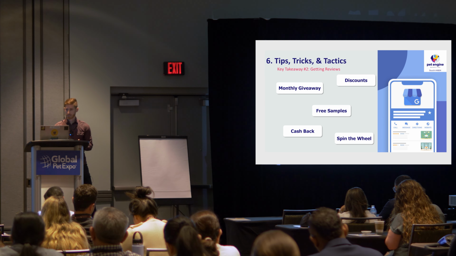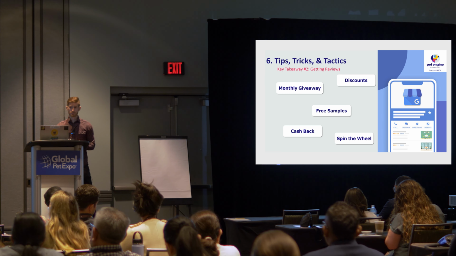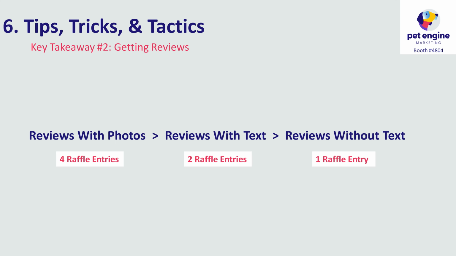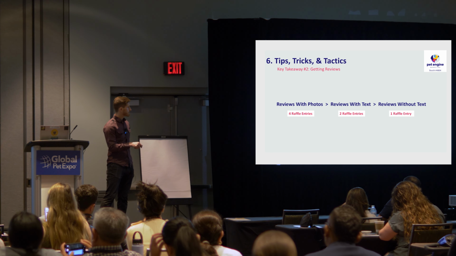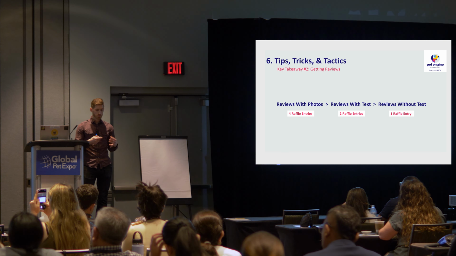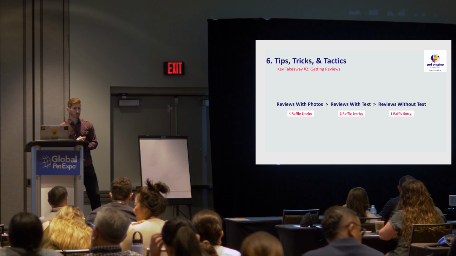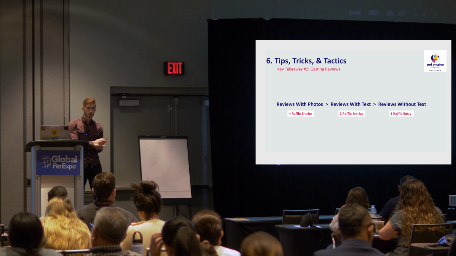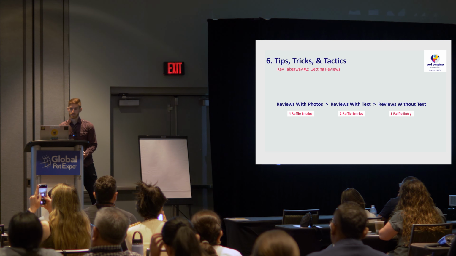But one quick thing here regarding, let's say we do this monthly giveaway or a raffle. This is how I would structure it. Your reviews with photos are going to be worth more than your reviews with text. And then your reviews with text are going to be worth more than your reviews without text. So let's say you're running a raffle trying to generate some reviews. If you leave a review without text, you get 1 entry. If you leave a review with text, you get 2 entries. And if you leave a review with photos, you get 4 entries.